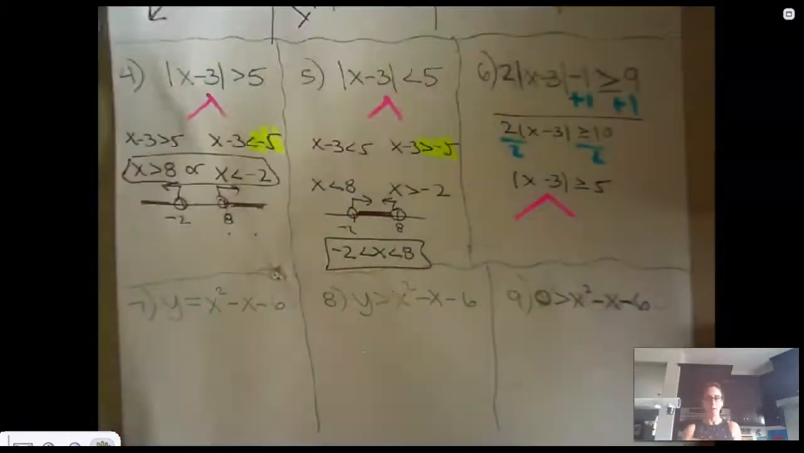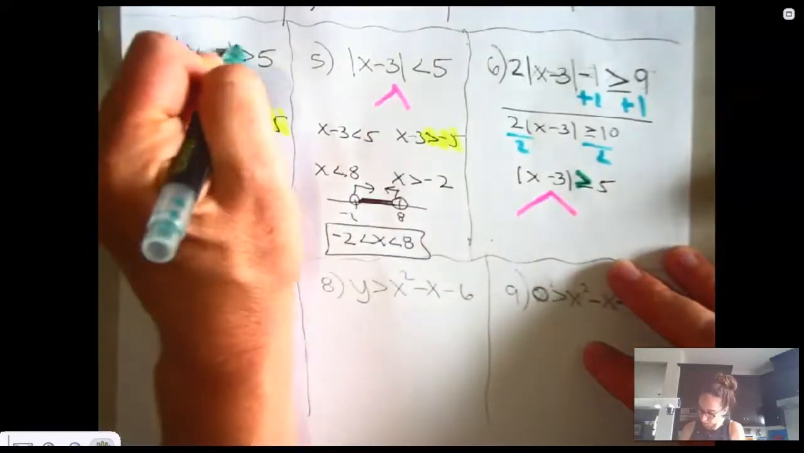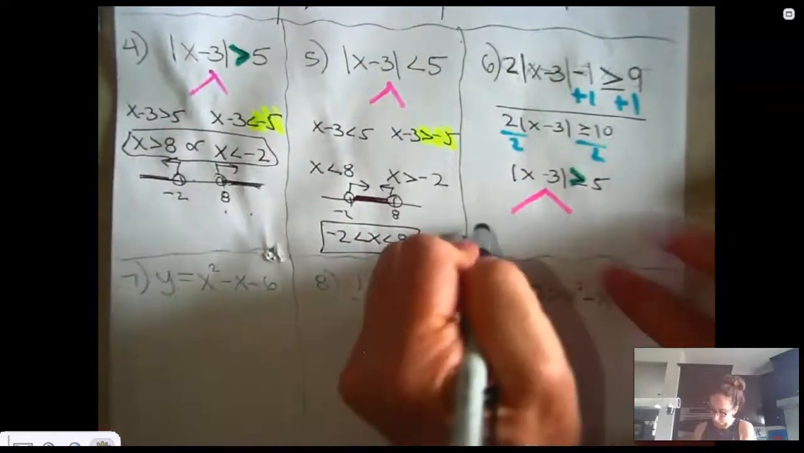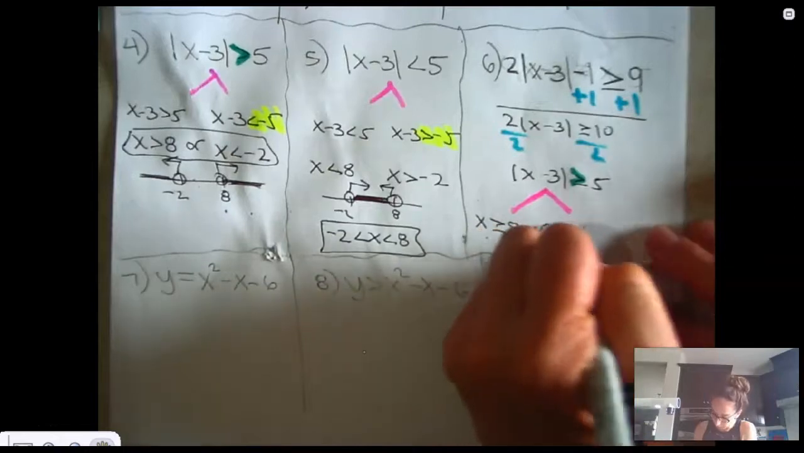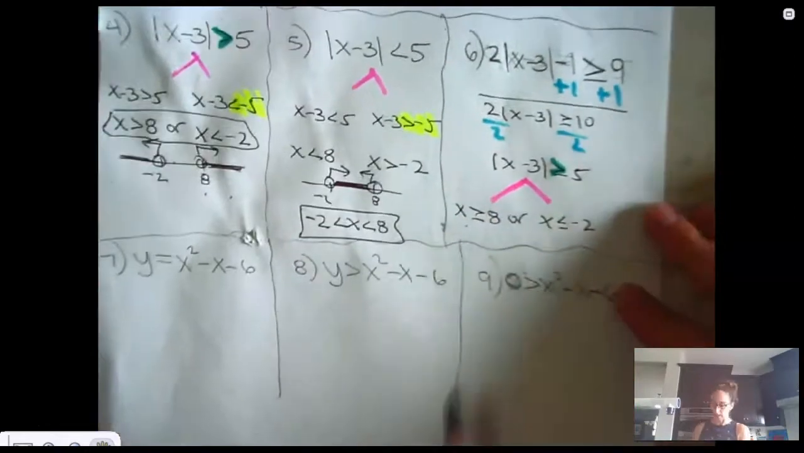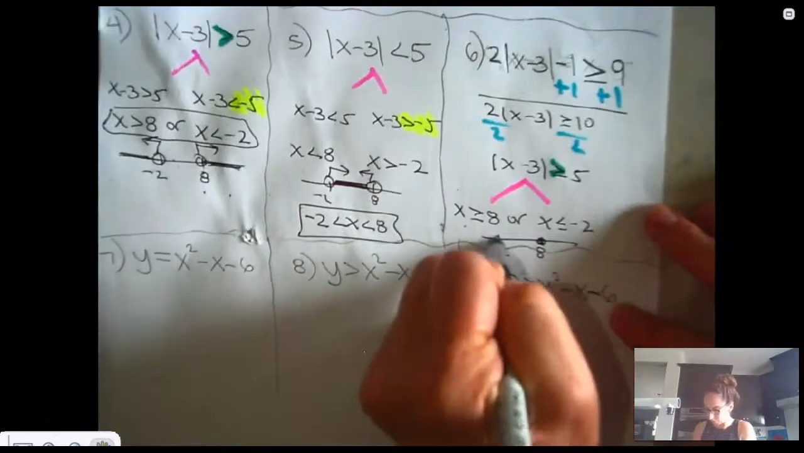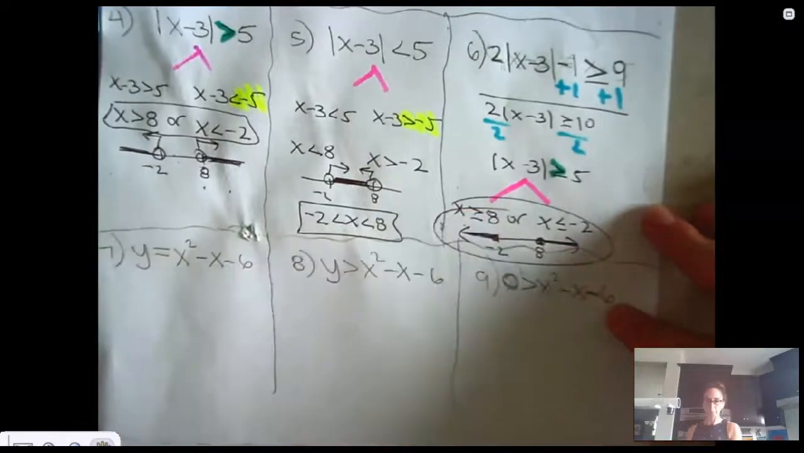Let's see if I can find another pen. Because see how this is greater and greater? They will be similar. So that means my answer would be x is greater than or equal to 8, or x is less than or equal to -2. How would that be graphed? 8, closed circle, -2, closed circle, away from each other.